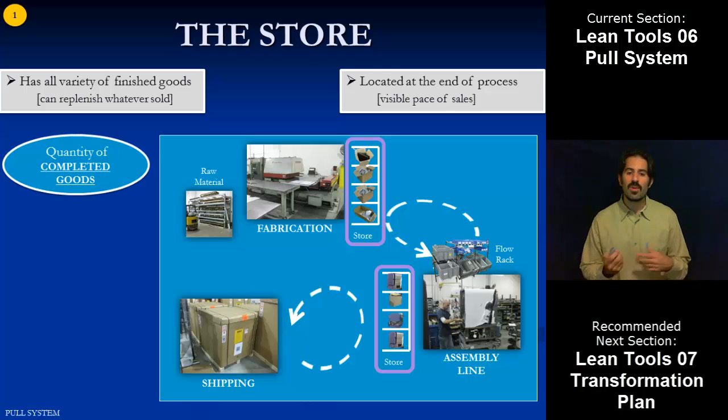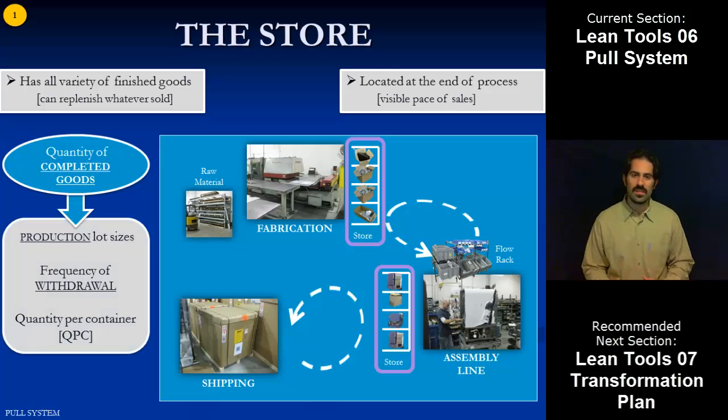And then when we look at how we decide how much goes into the store, there's a couple things that we consider. It's not really that complicated, actually. It's based on our production lot sizes. So say for the assembly line process, how many am I producing at a time? Do I produce in batches of 1 or 3 or 5, right? So we have to consider that.